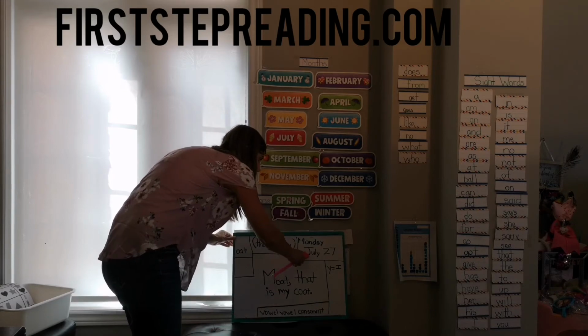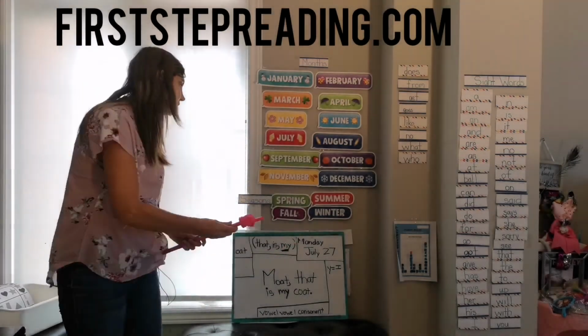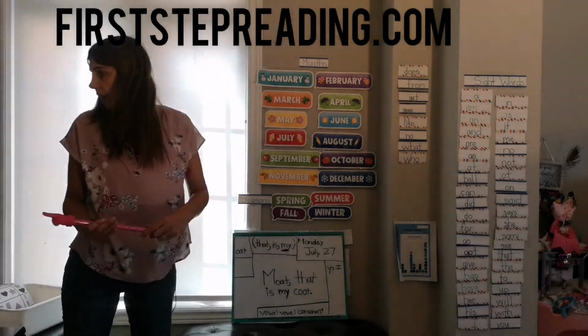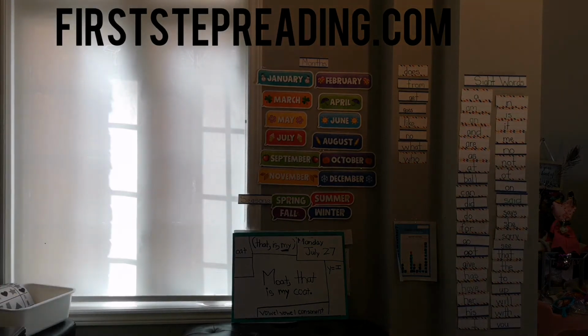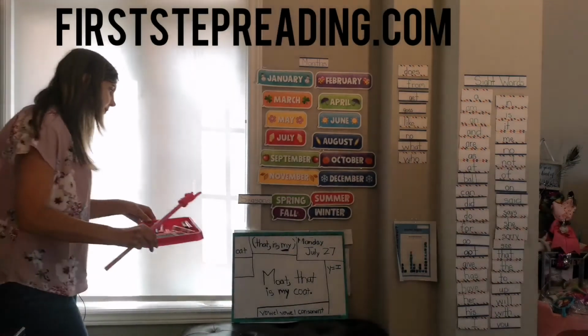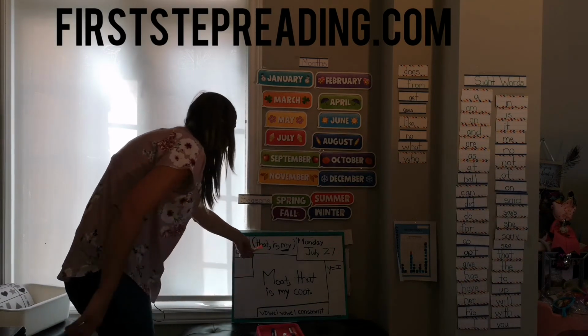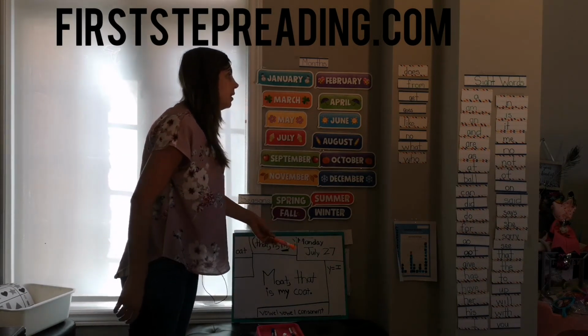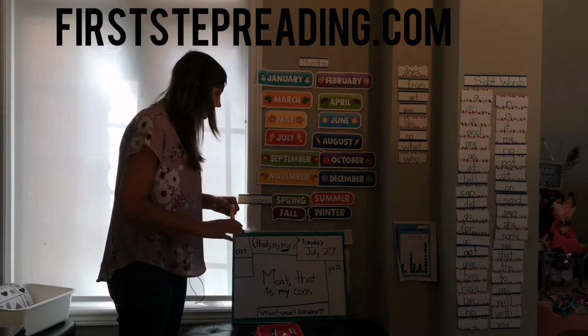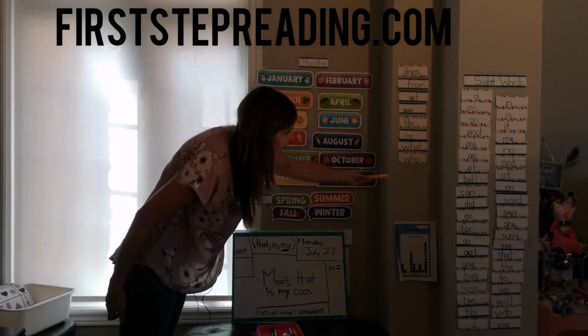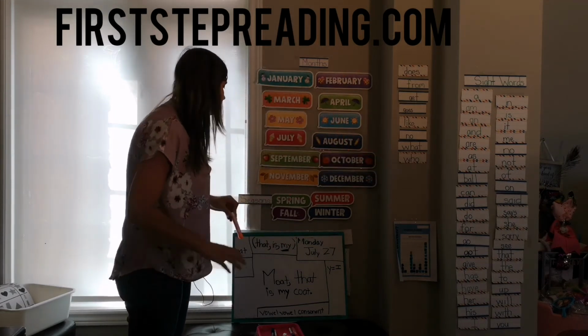So we're working on long vowel O's. Monday, July 27th is where you can find this sentence. Let me get our colors. So our sight words are that, is, and my. My is a new one. I'll have to add it up here. We don't have it yet.